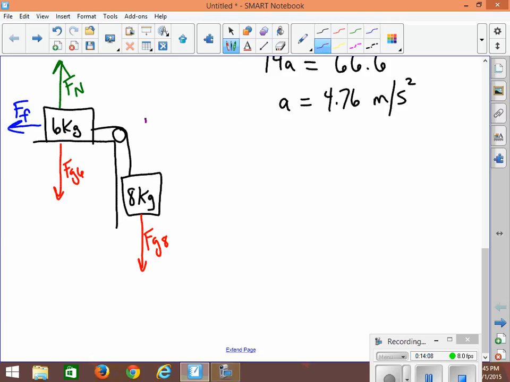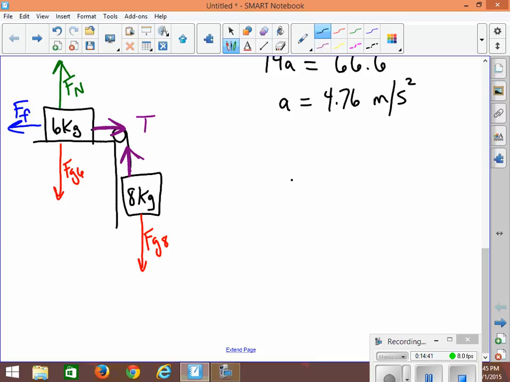We put a little T here, so we have to understand that the tension inside this rope, remember, tension only pulls. Ropes can only pull, they can't push. And so tension occurs in a string in both directions. It pulls this way on the 6 kilogram block, and it also pulls up this way on the 8 kilogram block. And it's the same value, it's the same tension. So what we're going to do is figure out what that tension is. And we're going to do it by analyzing one of the two blocks.